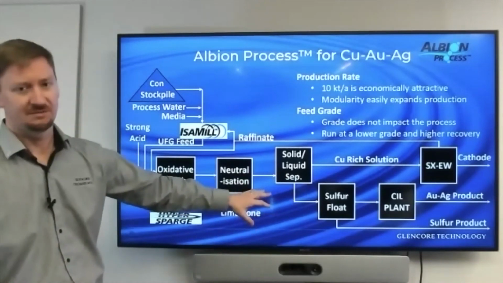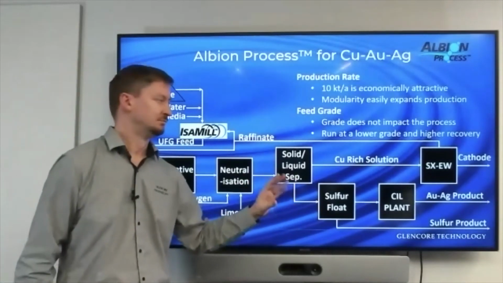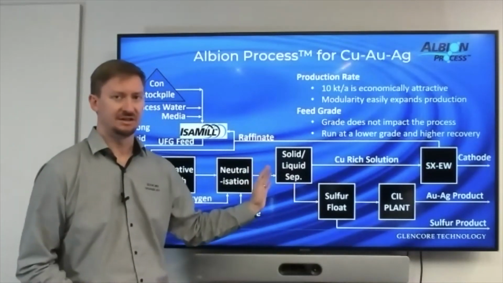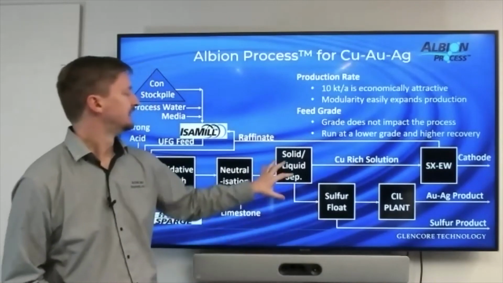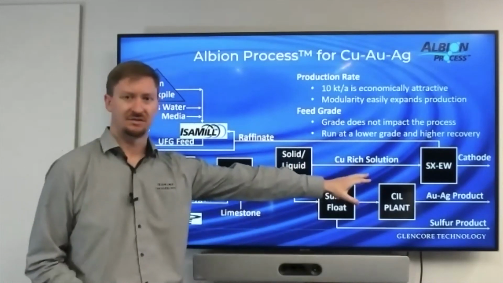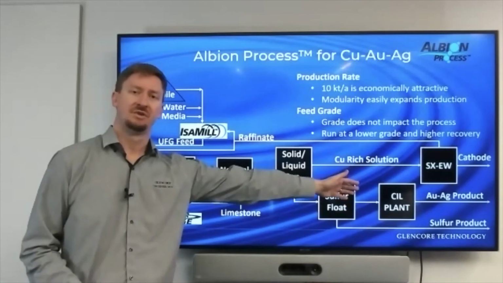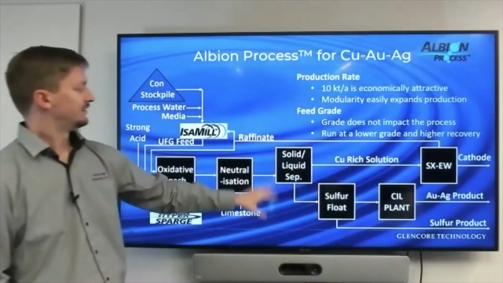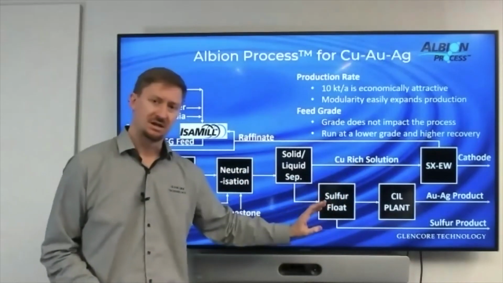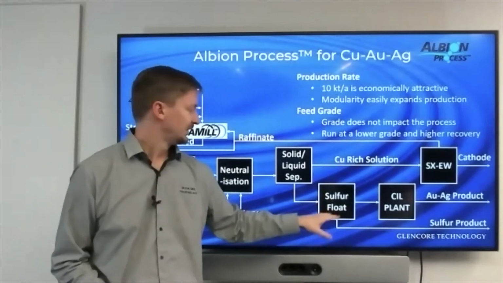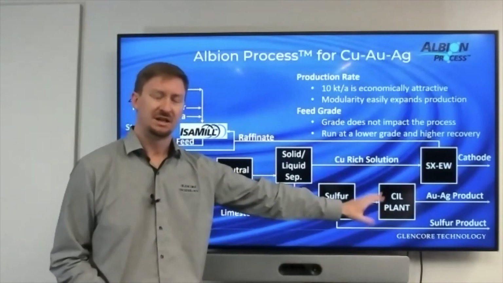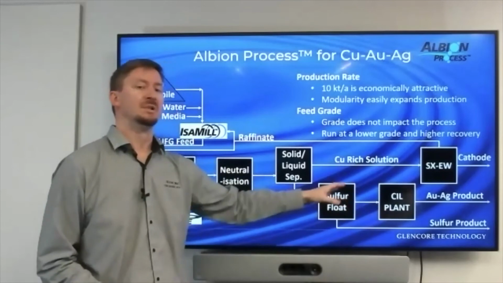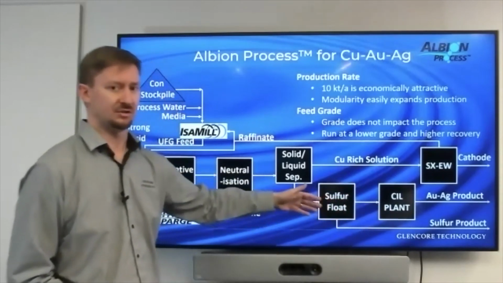Goes through a solid liquid step, thickener, filter press, what have you. Ideally, it's something that's already pre-existing. In this case, we're going to an SXEW and producing a copper cathode. There's also a separate stream here where we are floating the precious metals out. And again, that's metals that you wouldn't normally be able to recover if you were just selling your concentrate.